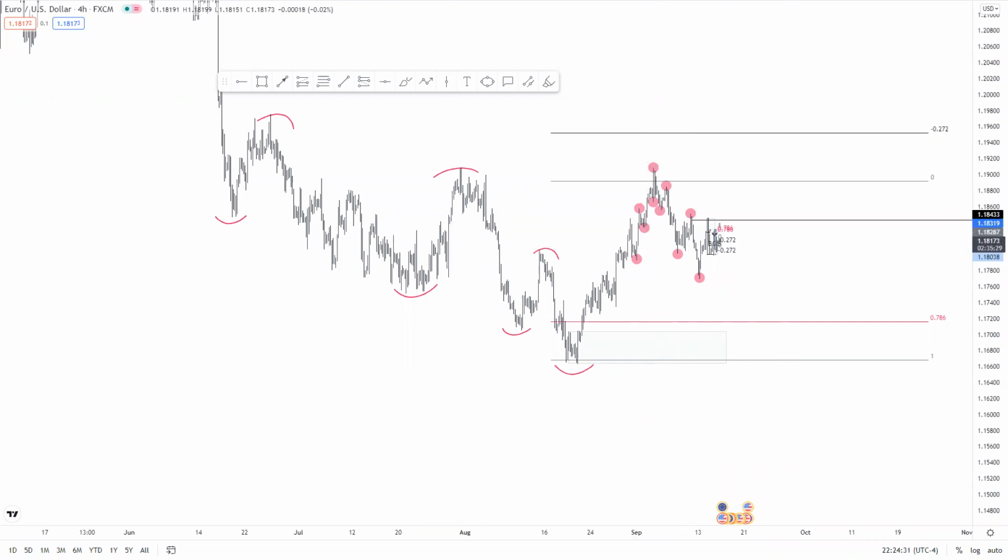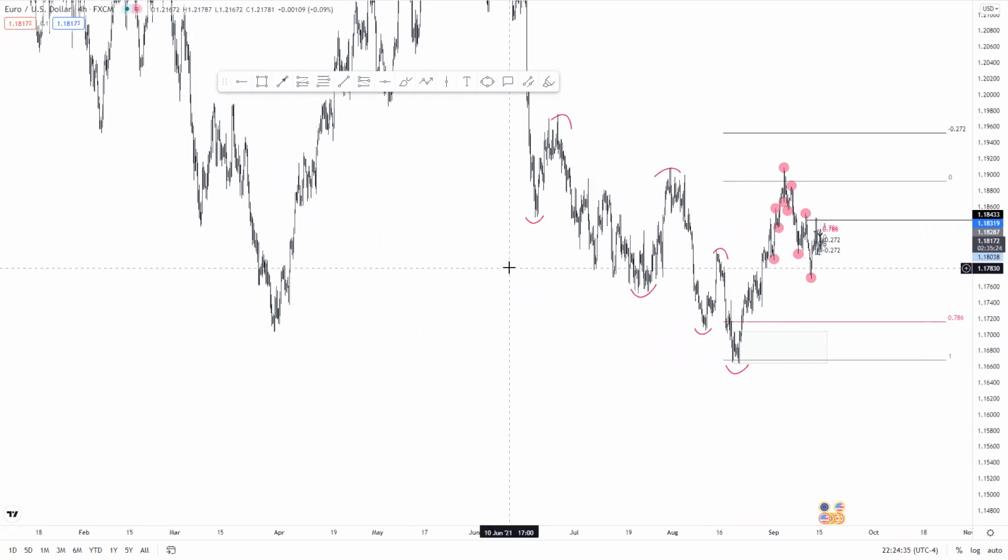I'm going to be going over a trade I took on EUR/USD today. I'm going to cover a little bit of the structure, and I'm genuinely going to try to make this a 5 or 6 minute video.